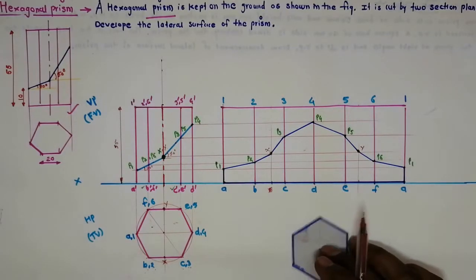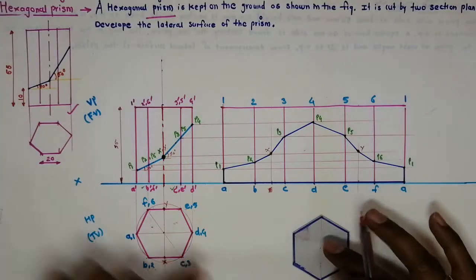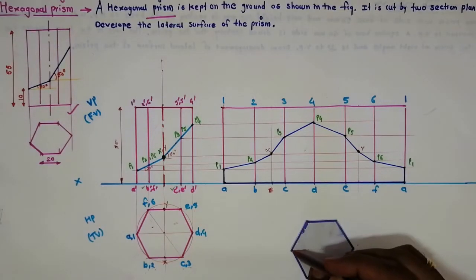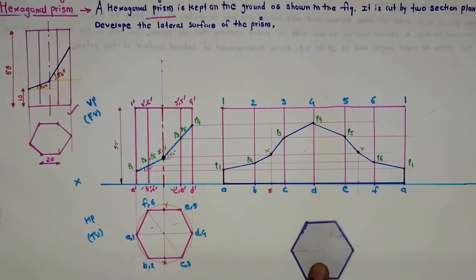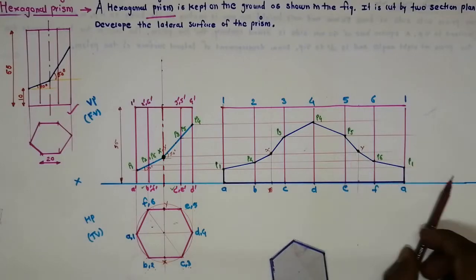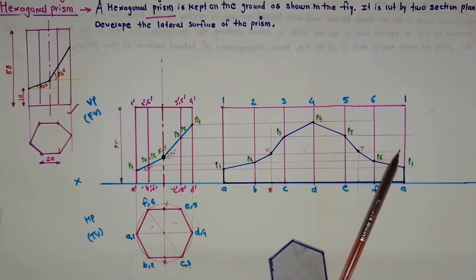Then that is not the correct position of the hexagon. We have to keep it on the corner. If I keep this on the corner, then only will I get 1, 2, 3 and 4 projections. So solve the problem like this and draw the correct development. Okay, so thank you very much.